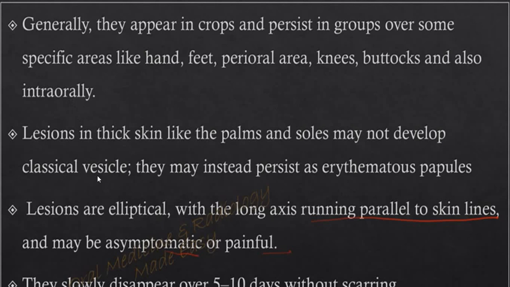You will see a vesicle, and there may be erythematous papules. Lesions are elliptical in shape, with the long axis running parallel to the skin lines, and may be asymptomatic, though in some they are painful. They disappear within 5 to 10 days without scarring. This is very, very important, whereas in chickenpox and smallpox there is some scarring, mainly in smallpox.